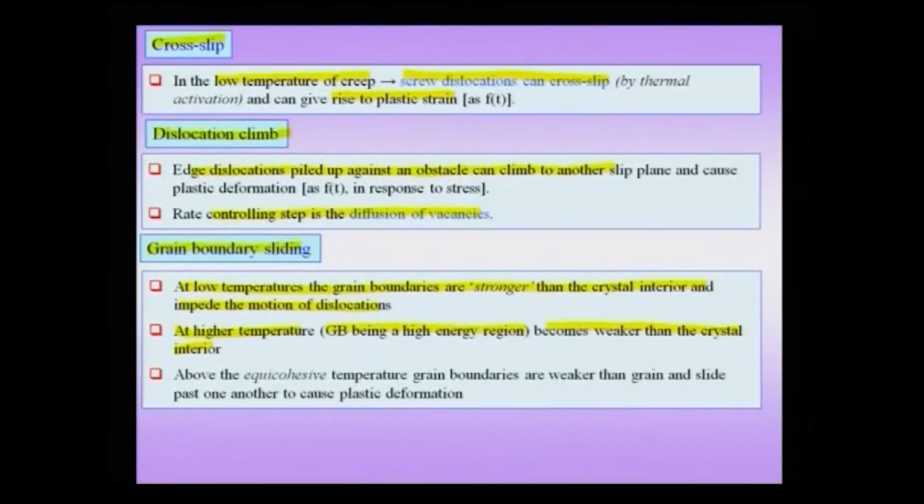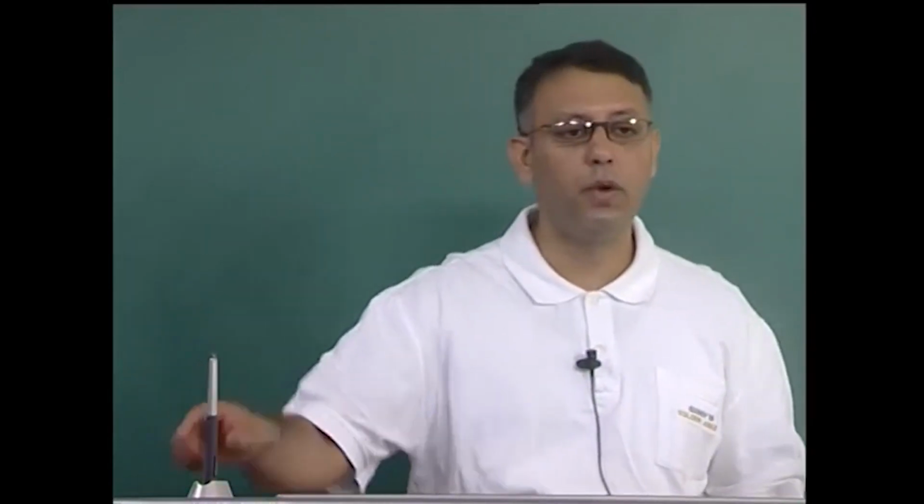And this temperature where there is a crossover, wherein the grain boundary becomes weaker than the crystal interior, is called the equicohesive temperature, and therefore, at high temperatures the grain boundaries can actually slide past one another to cause plastic deformation. So, inherently at high temperature there can be a switch in the mechanism of plastic deformation, and this we will see is not only happening at high temperatures, but an equivalent way is actually reducing the grain size, wherein we will observe a similar kind of effect in nanocrystalline materials.